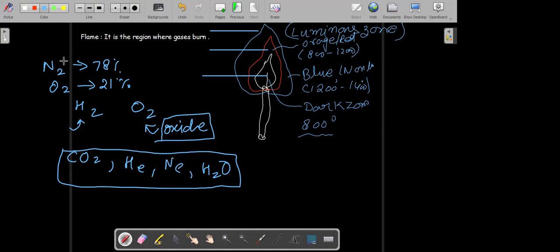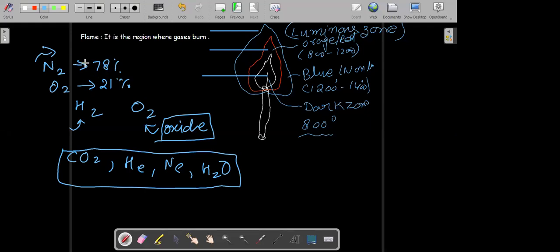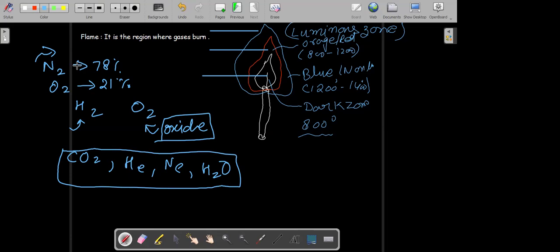Now see, nitrogen is almost an inert gas. It doesn't mean it doesn't react. Nitrogen reacts, but almost inert means that it doesn't react so much. If you try to react nitrogen with carbon, it is almost inert. So the only element that is left out is oxygen, and oxygen is a highly reactive element.